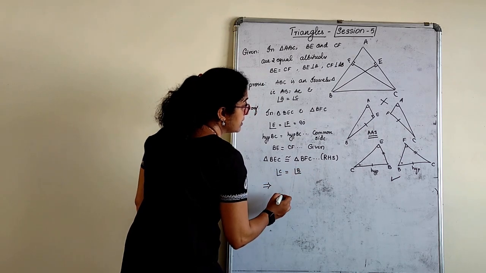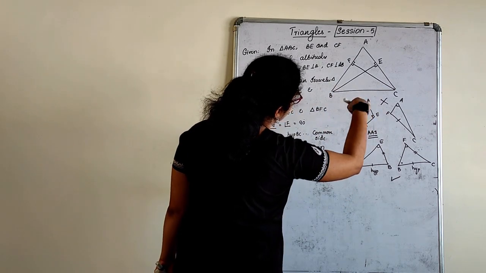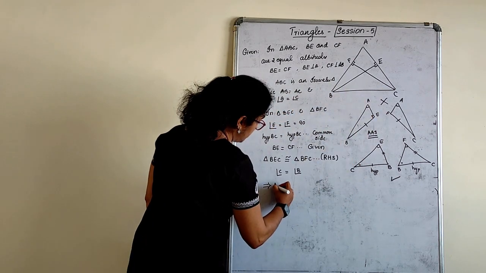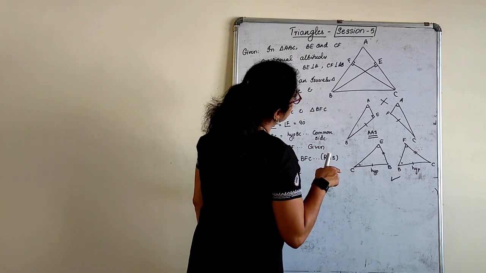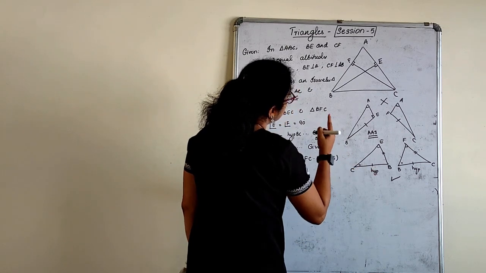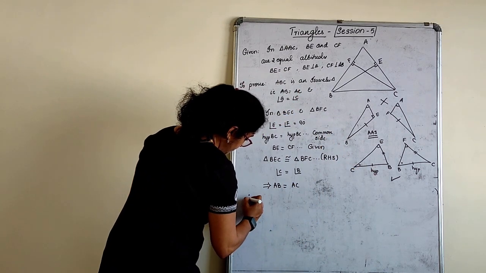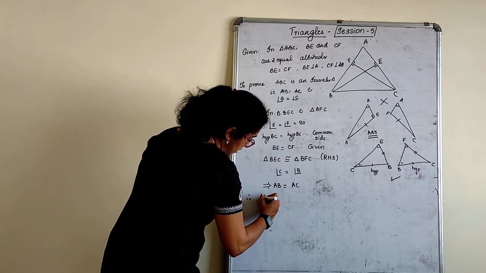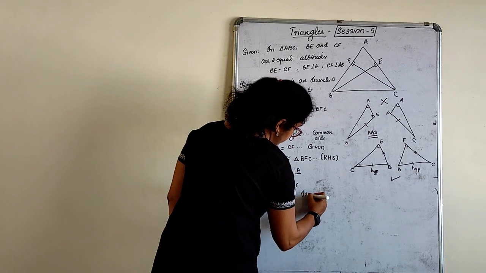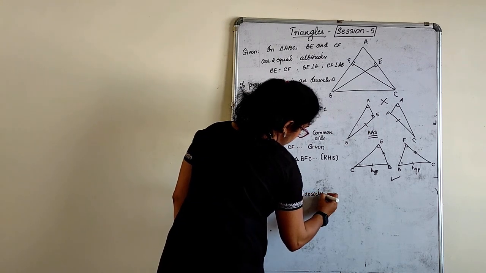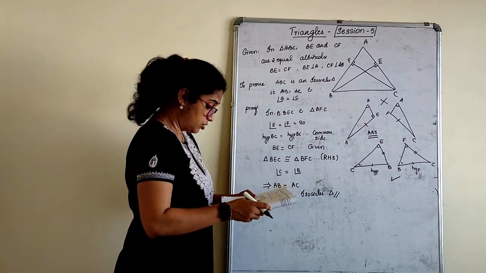This implies angle C is actually what? Whole angle C it is. So whole angle C is nothing but AB. So whole angle B is what? Nothing but side AC. Therefore, ABC is an isosceles triangle. Okay.